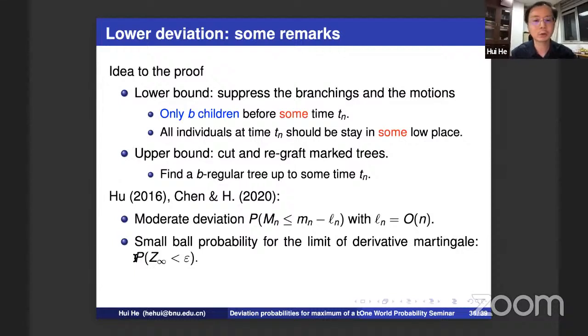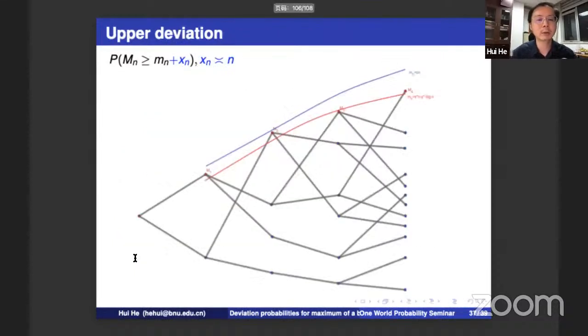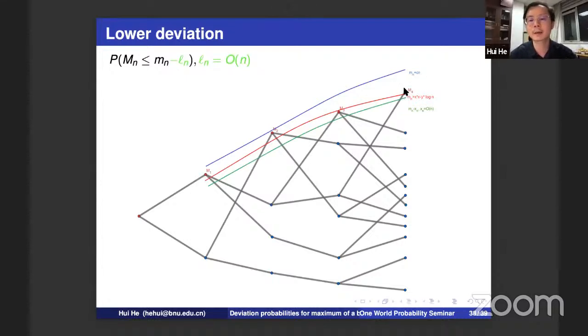Okay, so at the end I would like to summarize. The first is that this red curve is just the decay function for the maximum. And if we consider the upper deviation case, you need to let the maximum be higher than this blue curve. And if we want to consider the lower deviation, you need to let the maximum be lower than these green curves, okay?